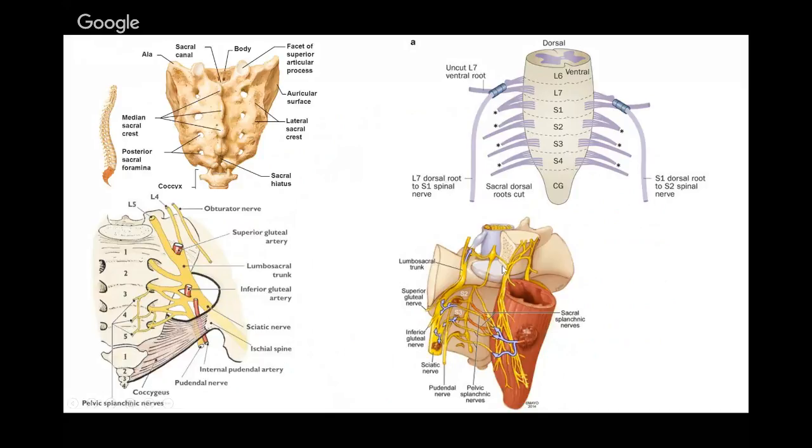And this is another representation. You see here the sciatic nerve, the pudendal nerve, the sacral foramina. Next to it, you see the sympathetic chain. From the sympathetic chain, you have the sacral splanchnic nerves, and these are the sympathetic ones.